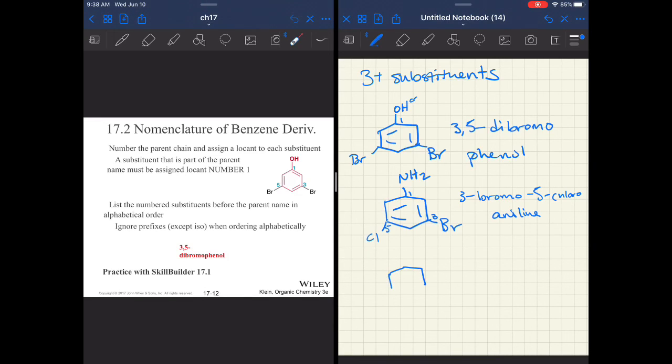If it were, let's maybe use styrene, if it was Cl and Br, right? Alphabet's your last tiebreaker. In this case, you're going to go clockwise just because that's going to give you a 2, 3 instead of a 5, 6. But you would still write it down alphabetically, right? 3-bromo, 2-chloro, styrene.